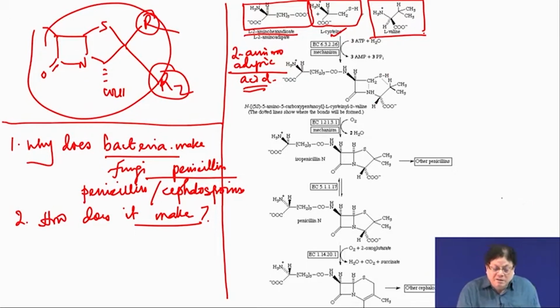Now, there are a few questions here. See the configuration of the valine here: L, carboxy is up, hydrogen is down. And when it makes the tripeptide, what is the configuration here? Now, it is D, the carboxy down, hydrogen up. Okay.